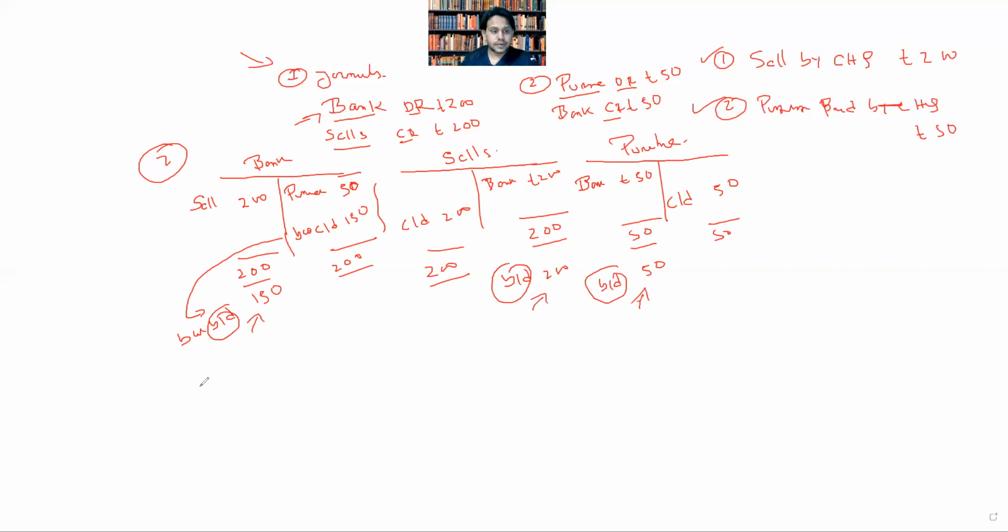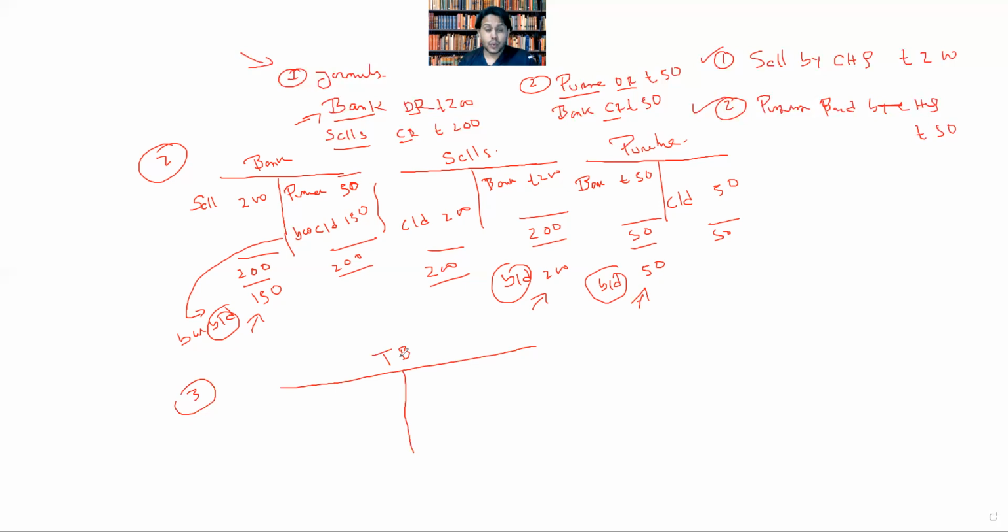Now step number three, I'm going to prepare the trial balance. Based on the ledger account, I'm going to prepare the trial balance. And if my journal is correct, if I never missed anything, if I never made any mistake, the trial balance has to be balanced. That means debit side and the credit side will be equal.